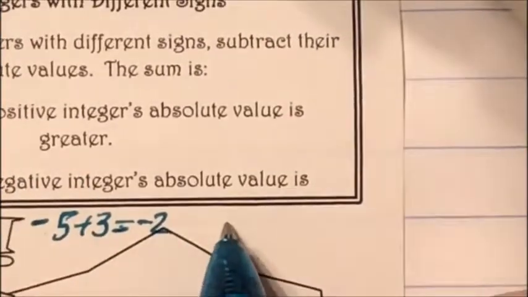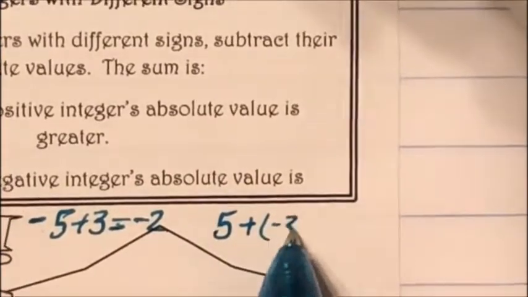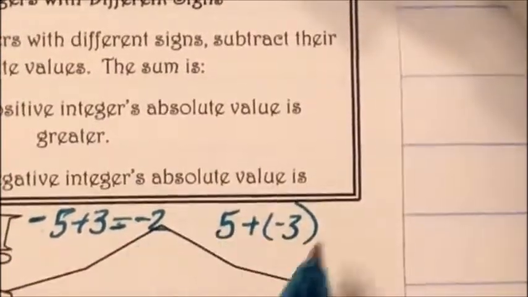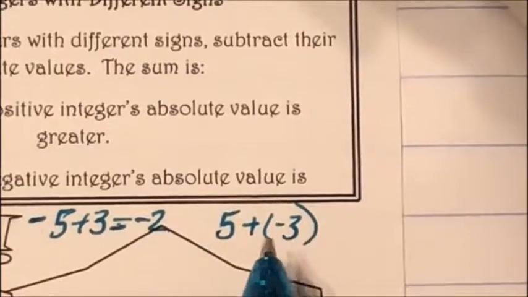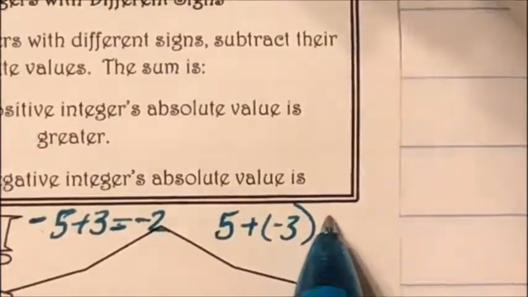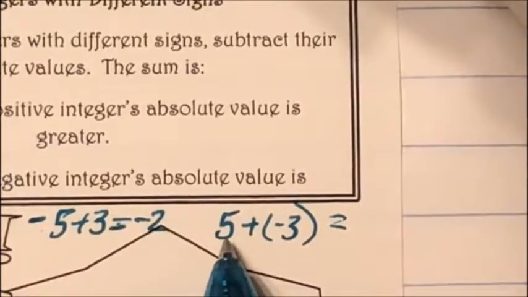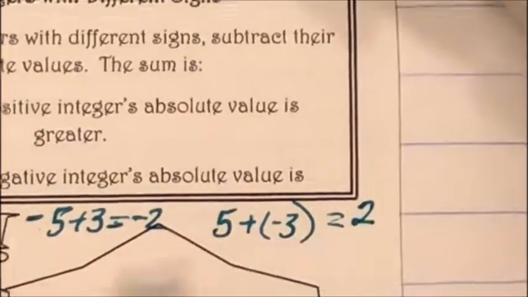Or I could have something like 5 plus a negative 3, like that. They're different signs, so I subtract. 5 minus 3 gives me 2. 5 is bigger, so my answer is positive.